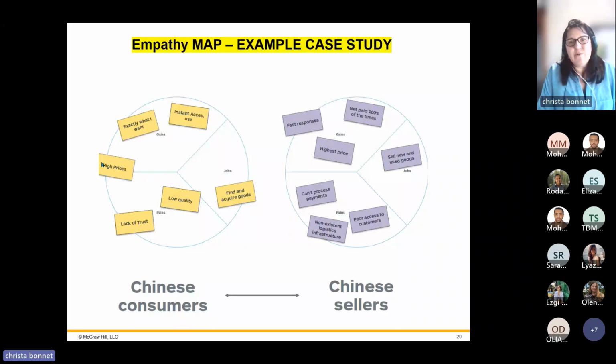What gains would you need? Exactly what I want. But then it's a question. This was an incomplete interview, but what is it that you want? What exactly do you want? Go deeper. Okay, so this is an example of an incomplete interview. Instant access or use, incomplete interview. What does instant mean? What do you see? What would make you smile and gain in terms of instant access? Go deeper, have an understanding.